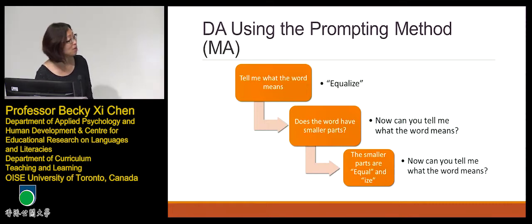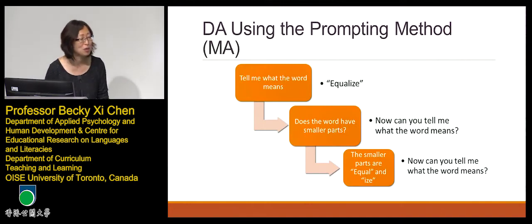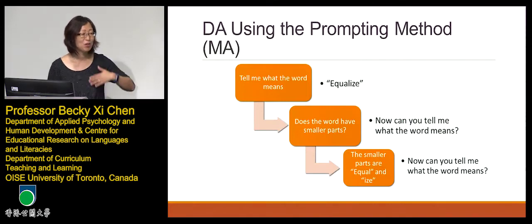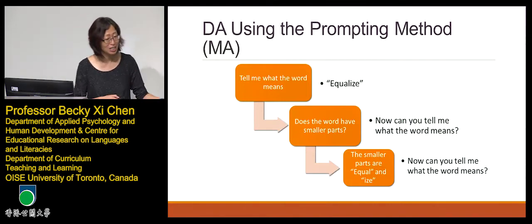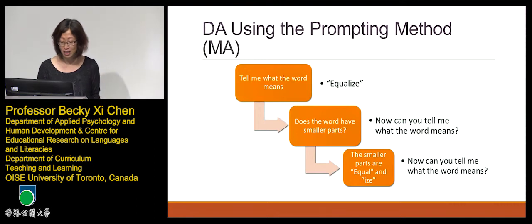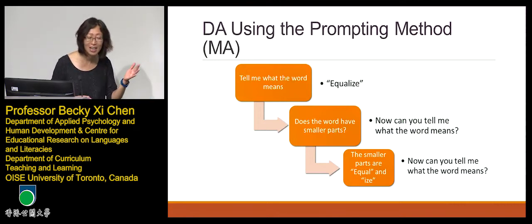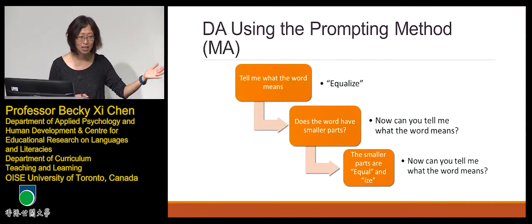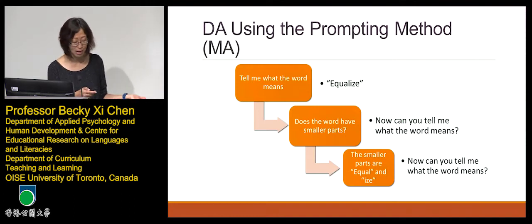And then in the next prompt, you tell them, look at this word. It actually has 2 parts. It has equal, and then it has ize. And now tell me what the word means. And when you tell them explicitly that the word actually has equal in it, some children will say, okay, it means the same as equal, related to equal. But it's possible some children still don't get it.